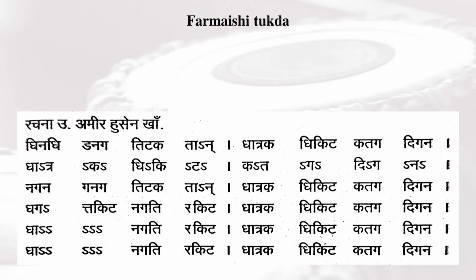Then we have a Farmaishi Tukda in 3 tal. Then we have Titakatan, Darakadikatakadigam, Datakadikita, Katagadik, Naganagatikatan, Darakadikatakadigam, Dagatakatagadigam, Darakadikatakadigam, Nagadikatakadigam.